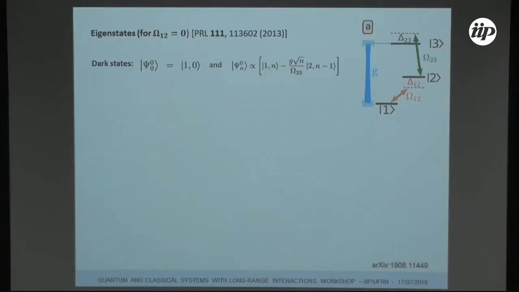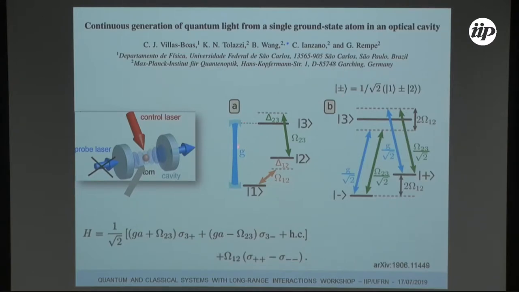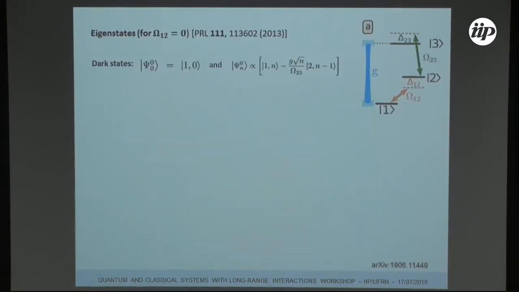So in this case, we can write the Hamiltonian of this system in terms of this new basis. And then we can calculate the eigenstates of the system. When this coupling field is small or negligible, we can calculate the eigenstates of this system, which is quite easy. And we have two classes of eigenstates. The first is the dark states, again, for the atom-cavity system. And the first dark state is 1-0, which means the atom is in the state 1, and there is no photon inside the cavity. But there are also other excited dark states, which have more photons. For example, here, it's a superposition of the atom in the state 1 and n photons in the cavity, plus the atom in the state 2 and n minus one photons in the cavity.